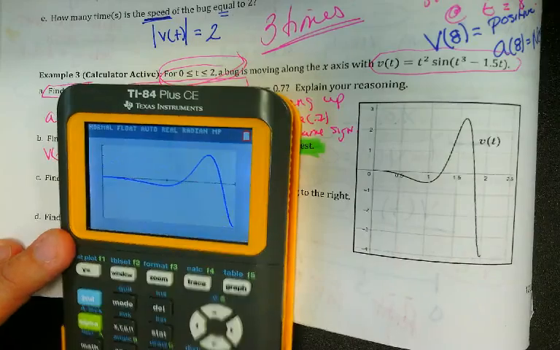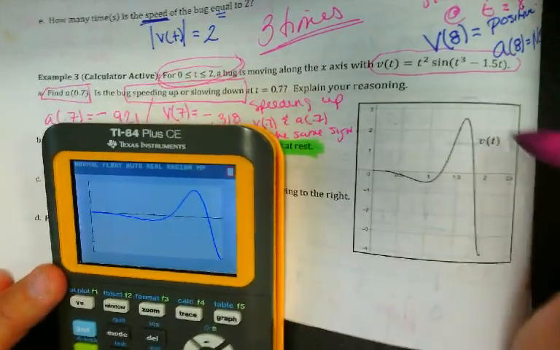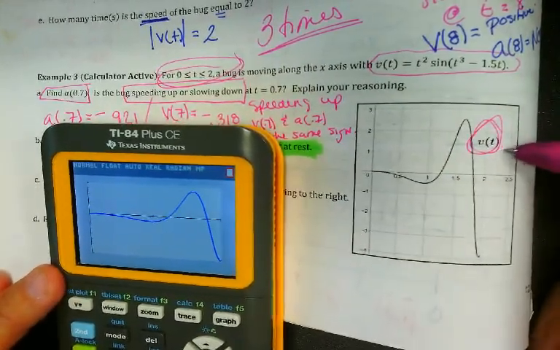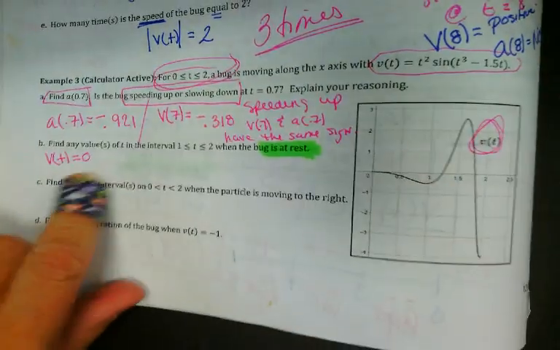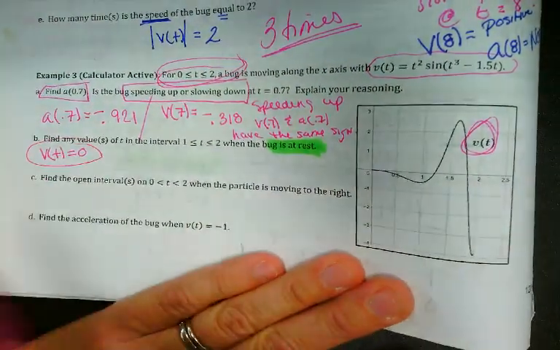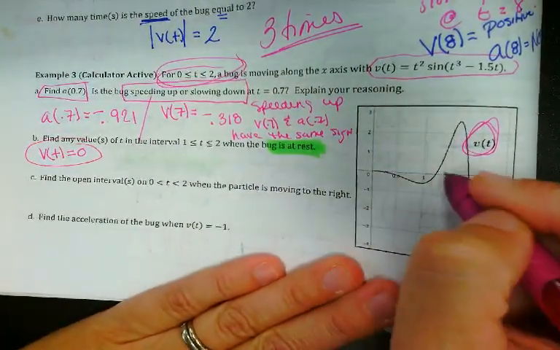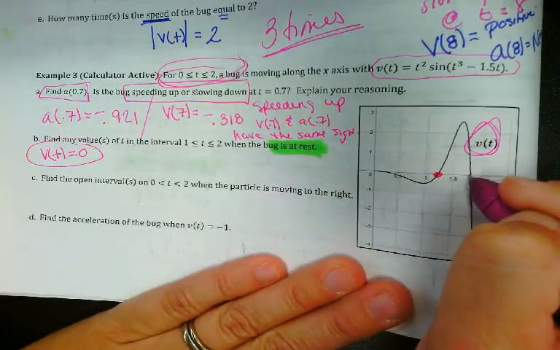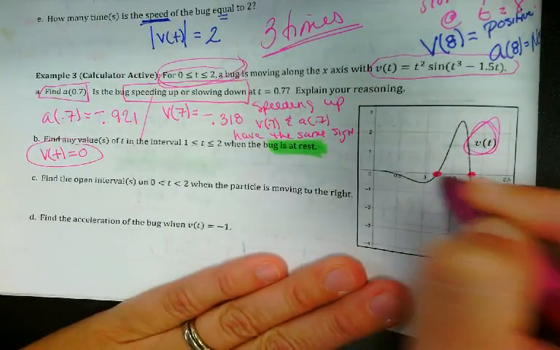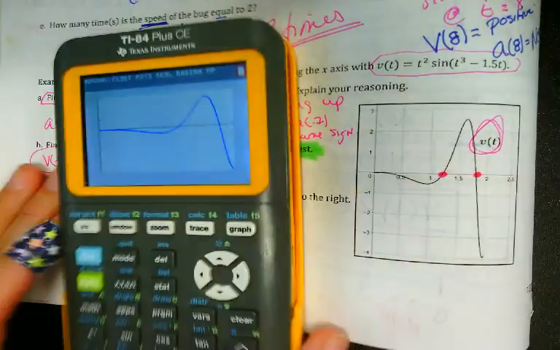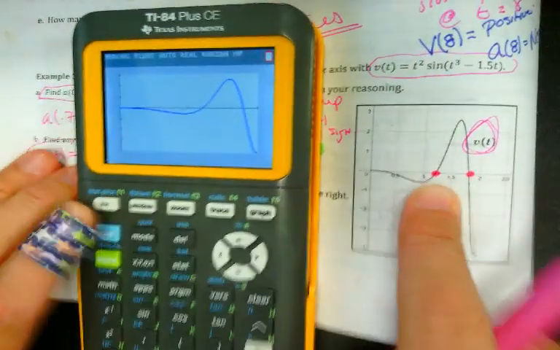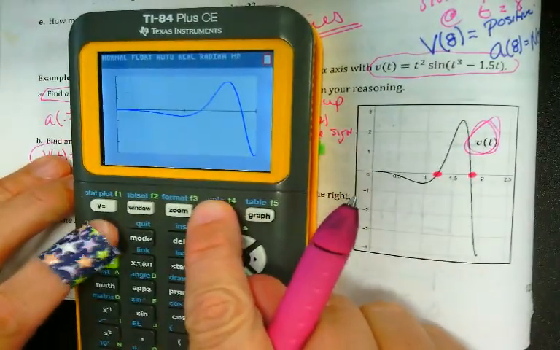Everybody good there? Okay, now remember, you are staring at velocity. This is the graph of velocity. So the bug comes to rest when my velocity equals 0. That is where this function hits the x-axis. This is when it hits 0. So we need to use the calculator to get those values. Those are called zeros. So you have to go second trace.